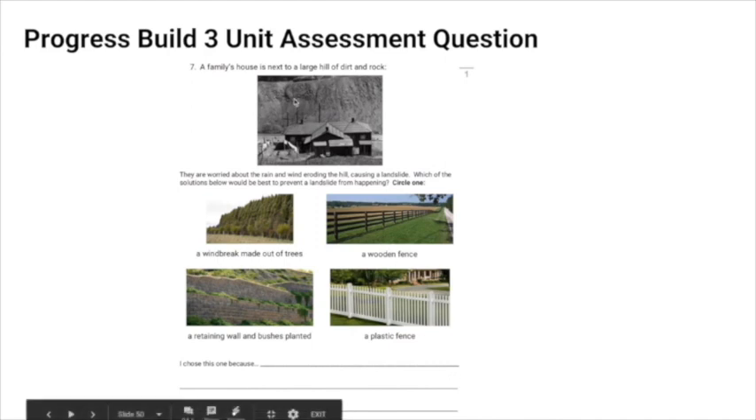And the end of unit assessment question for Progress Build 3 has students looking at different engineering solutions to this problem of a hill right next to a house. Go ahead and complete the question and check back here.